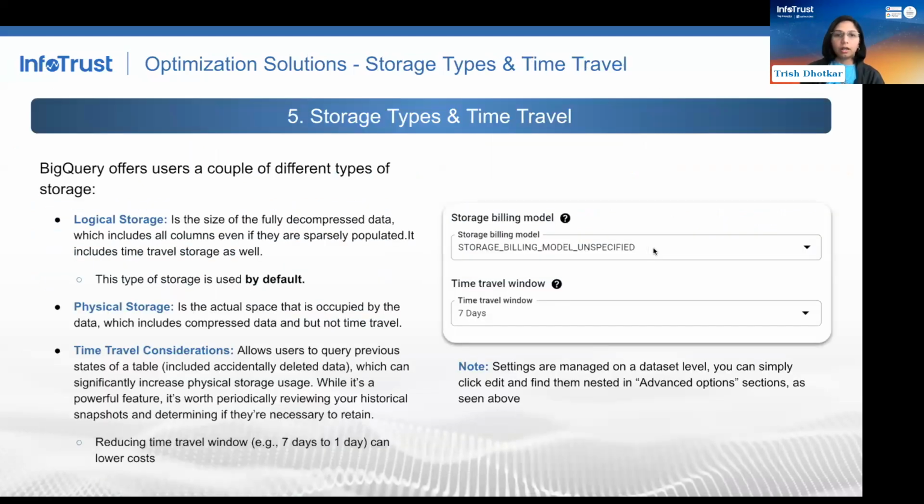The next one is storage type and time travel. So within BigQuery, you will see there are 2 components. If you go to your data set level, you can click through those options, and in the advanced options, you see 2 specific things, which are storage billing model and time travel window. By default for the storage billing, you always have logical storage, which is uncompressed data. It will have everything like fail-safe, time travel storage, everything is included within that model. And currently you are being charged with logical storage.